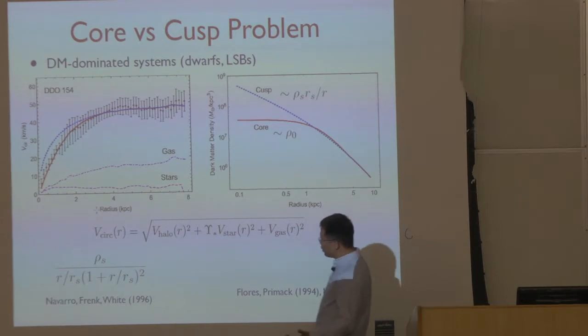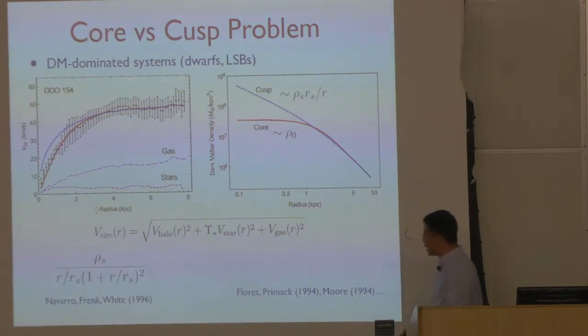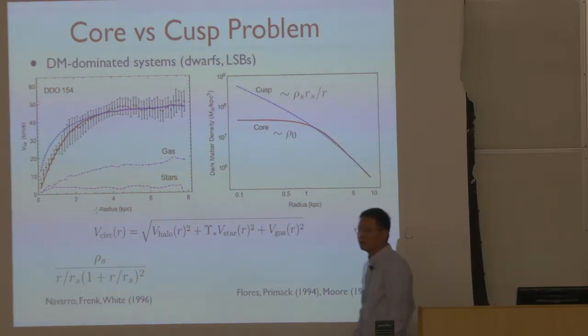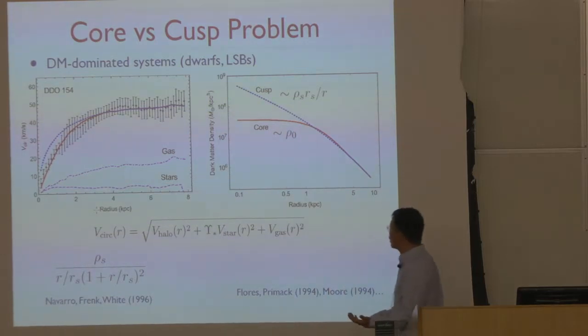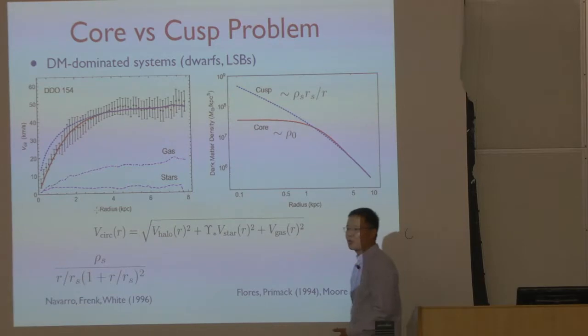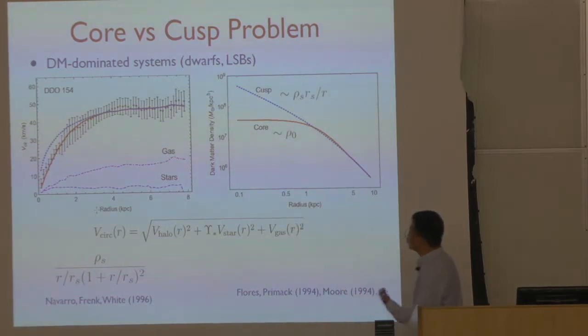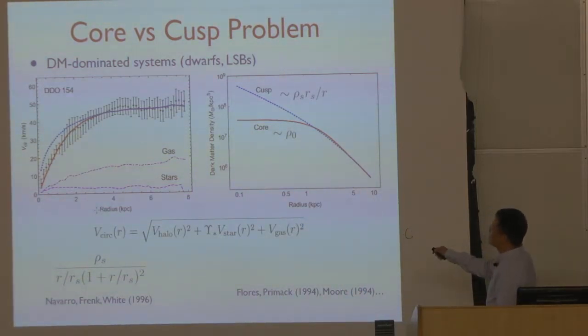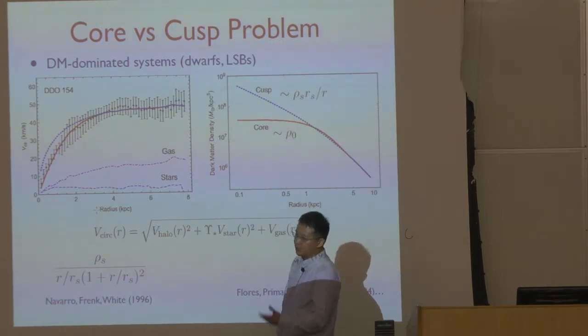So take an NFW profile predicted by lambda CDM, and you normalize the parameters such that you can fit the outer region. But in the inner region, this profile overfits the rotation curve, right? And the reason is simple. If you look at the density profile, NFW goes like this, the quartic profile goes like this. This red profile agrees with the observation very well, right? So in other words, this is the so-called core versus cusp problem, because the observation tends to show that you have density cores, but the theoretical prediction shows you have density cusps, right?